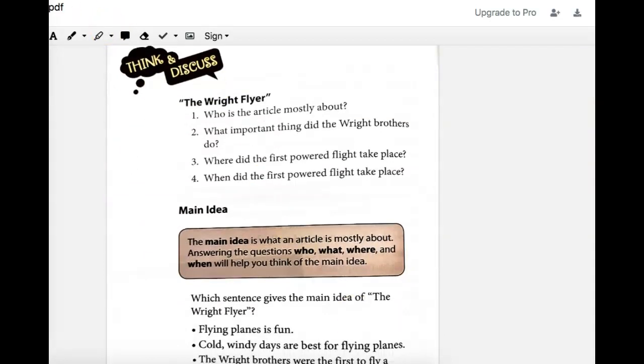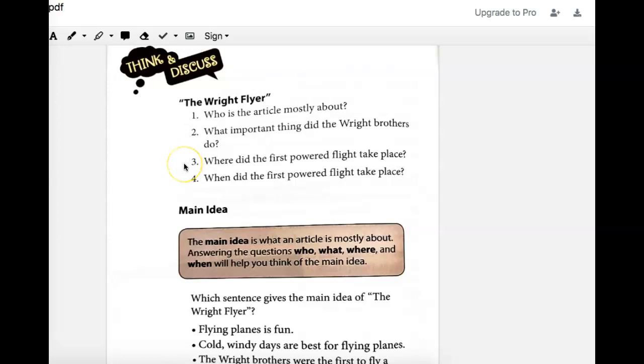Then let's go back to the questions we had before we began reading. Number 1. Who is the article mostly about? Who was it? The Wright brothers. Very good. Number 2. What important thing did the Wright brothers do? What did they do that was so important that made them very famous? They made and flew the first powered airplane.